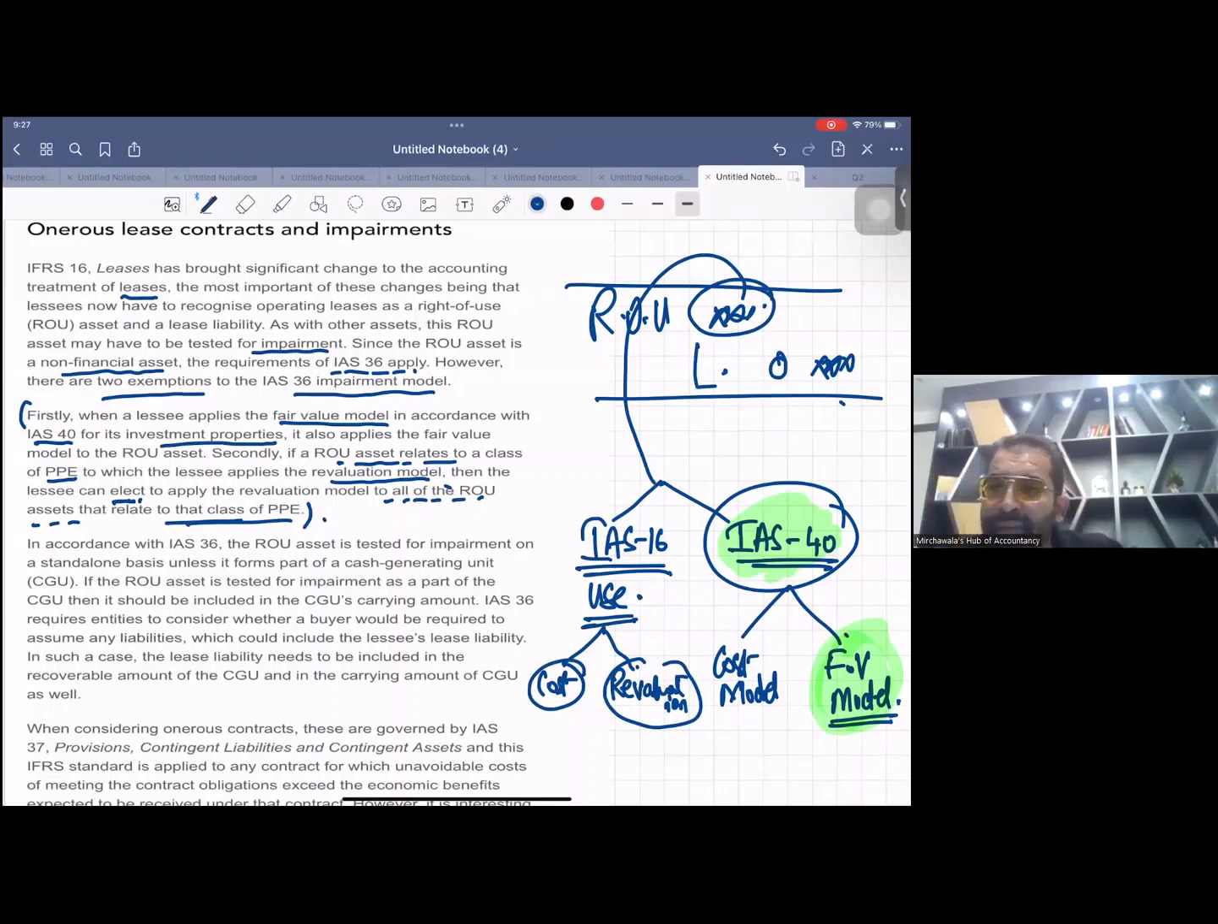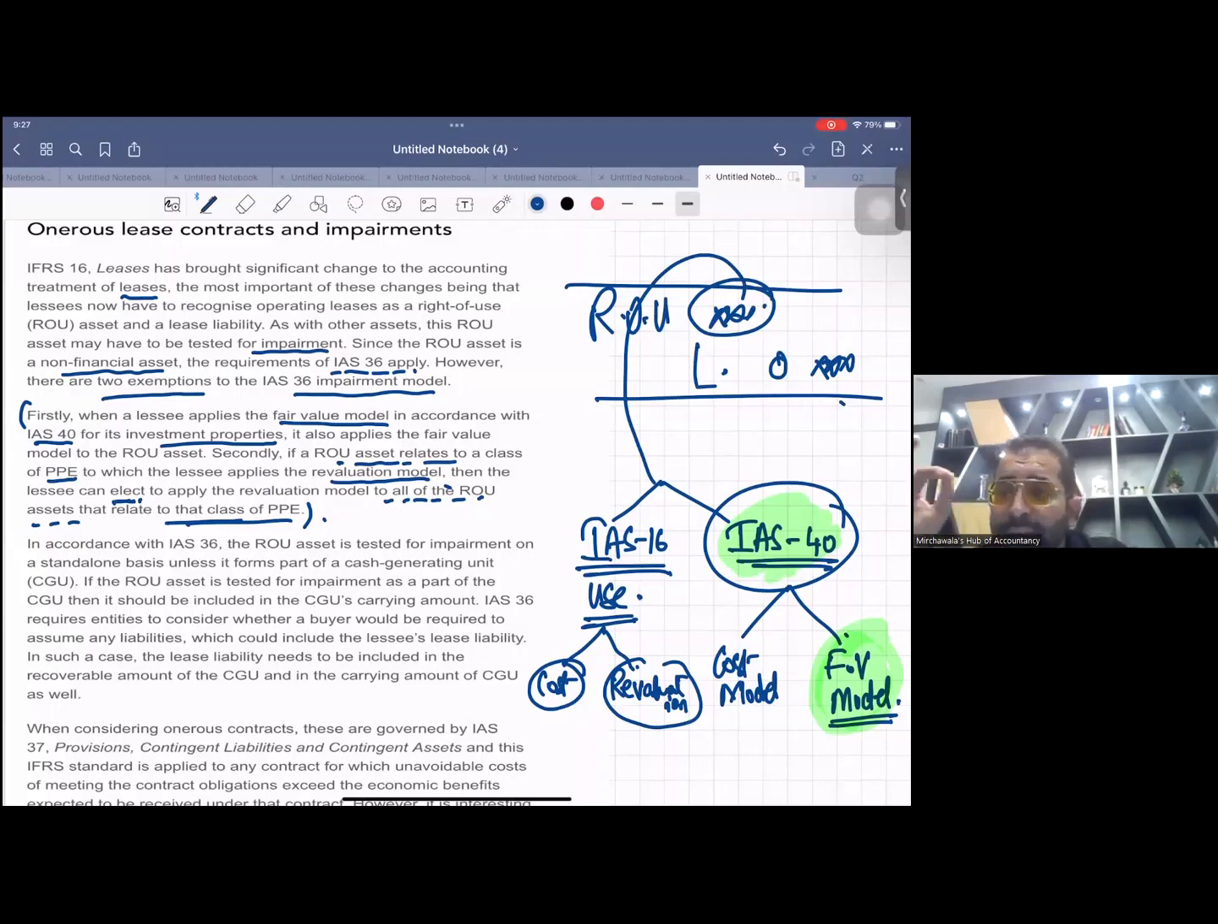Otherwise, people will start cherry picking. Remember in the basic studies you did. Otherwise, what accountants will do, they will pick good properties and apply the revaluation model on good properties, and they will apply the cost model on bad properties. So what IS 16 says, if you apply the revaluation model on one property, you have to apply it on all properties. And let me repeat it again. My dear students, if you apply the revaluation model on one asset, you have to apply that revaluation model to the whole complete class of asset. Okay.